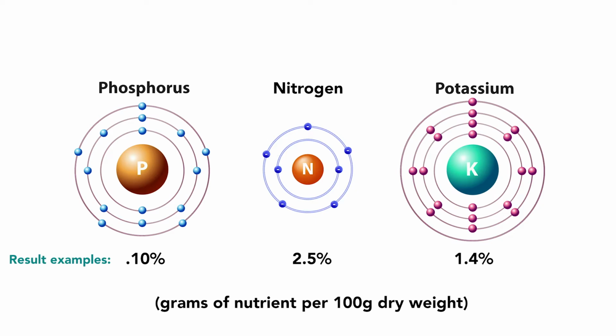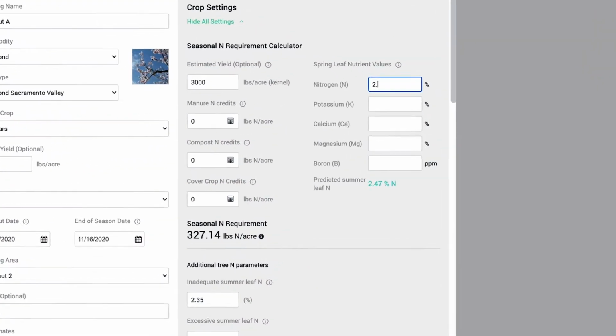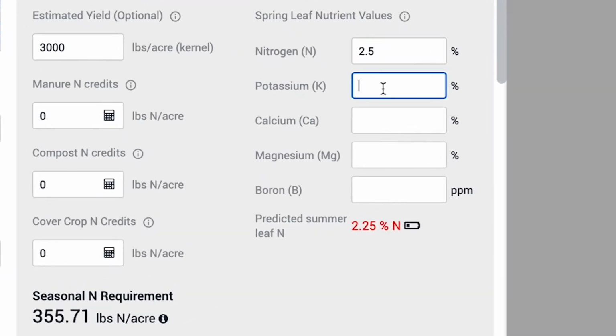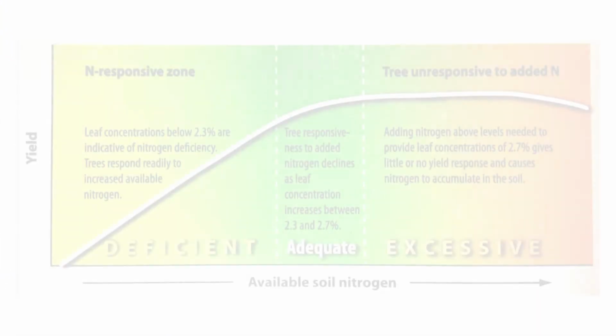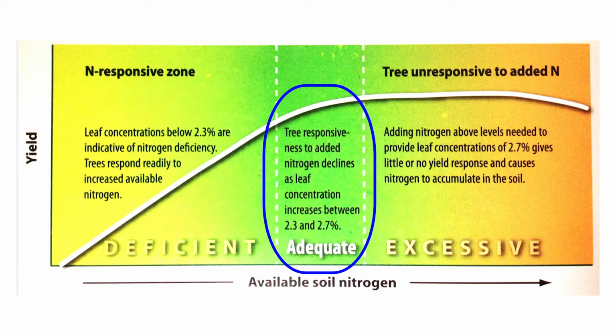Once you receive the leaf sample results, the nitrogen values can be entered into CropManage. Also include results for other nutrients into your CropManage worksheet. If using July samples, remember that the range you're shooting for is 2.3 to 2.7% nitrogen.